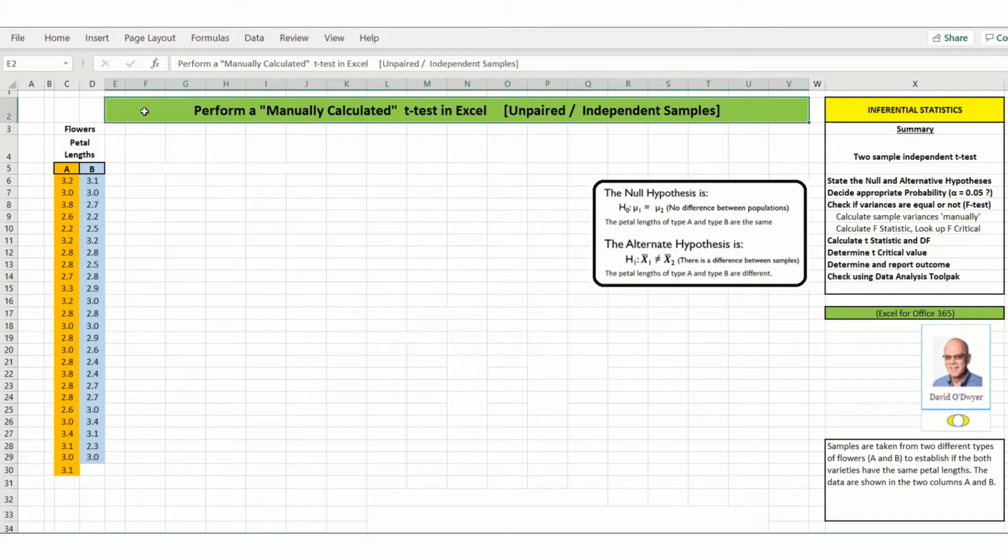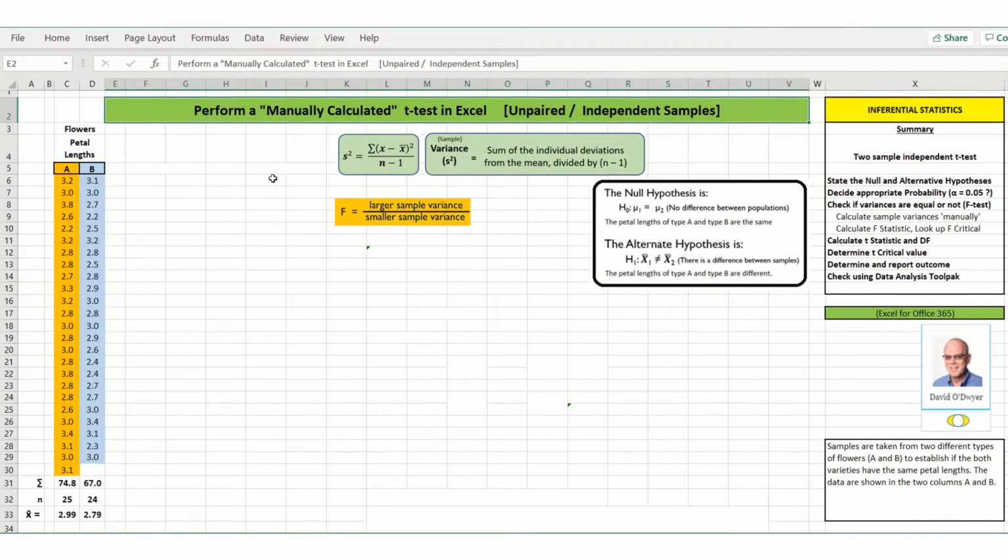So the first thing we have to do is check to see if the variances of the two samples are similar. And the way we do that is to use an F-test. To carry out the F-test, we first have to calculate the F-statistic, and that's given by this formula here, the larger sample variance over the smaller sample variance. So I'll add a few more formulas to help us in our calculation of the variances for the two samples.